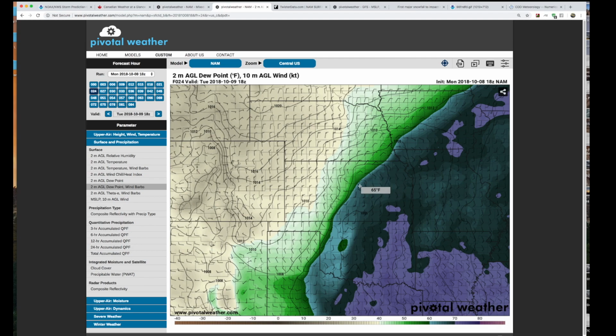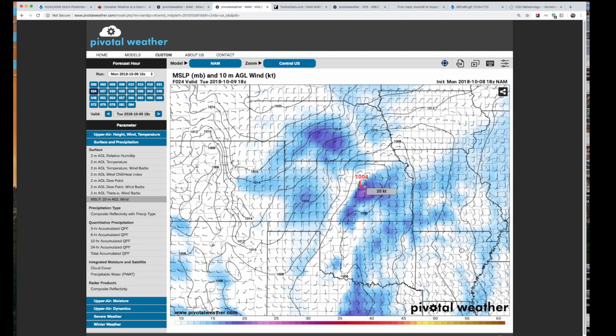So it's because of this low here. This low, I think you can see it here. There we go. This low here is basically grabbing all this air and making it turn anti-clockwise.